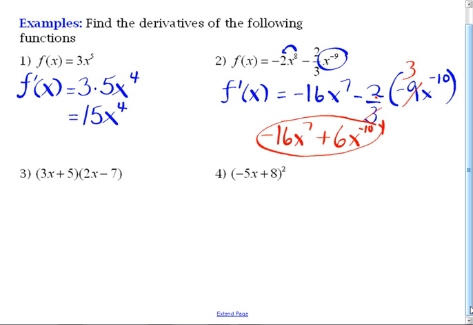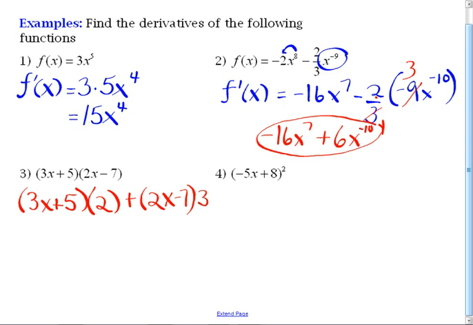Okay, ready for number 3? Product rule. I just took 2/3 of 9. Okay, so I leave the first one, it doesn't matter, times the derivative of the second one. What's the derivative of 2x minus 7? 2, plus, then you leave 2x minus 7 alone and take the derivative of the first, which is 3. And I don't care if you simplify that.